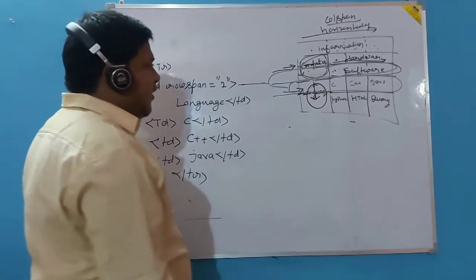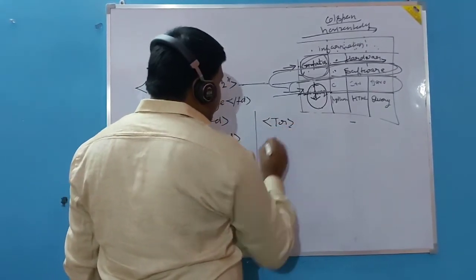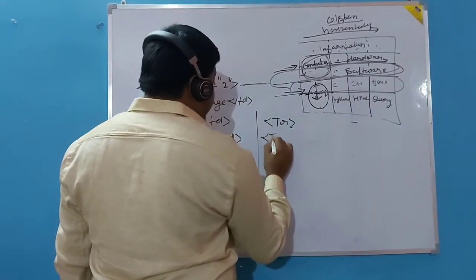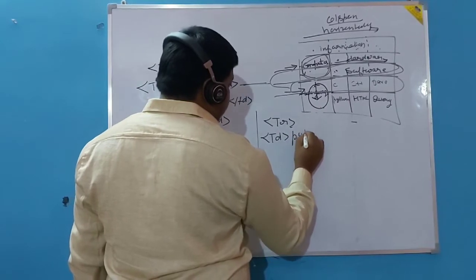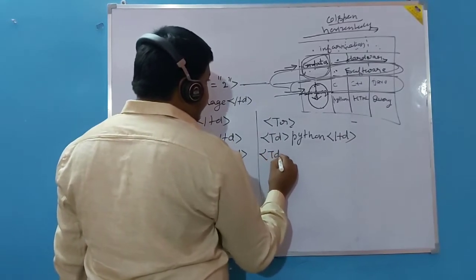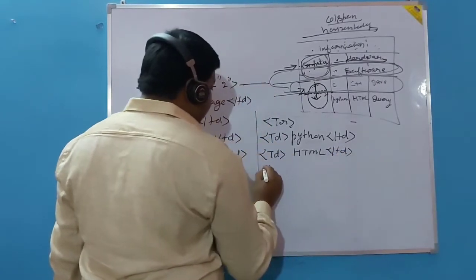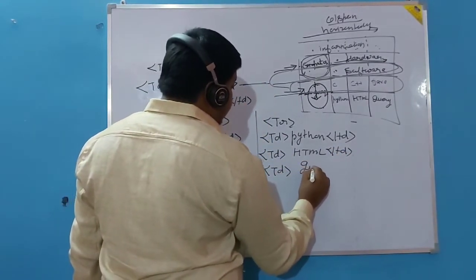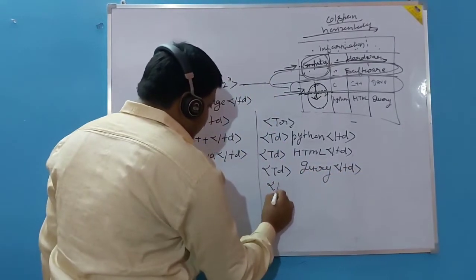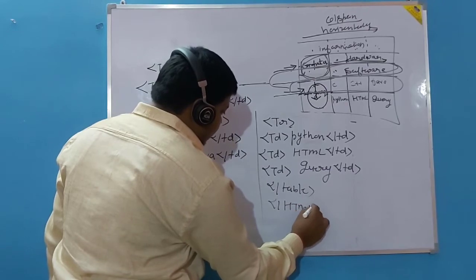Now we have also left this row. So again I will open here TR. And then this one is a merge, so leave it. We have to write only for these 3. So I will write here TD Python, TD close, TD HTML, TD close. Again I will open here TD jQuery, then again TD close, and then finally I will close the table and, before that, the body also.